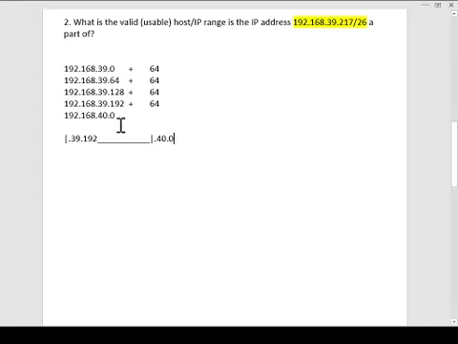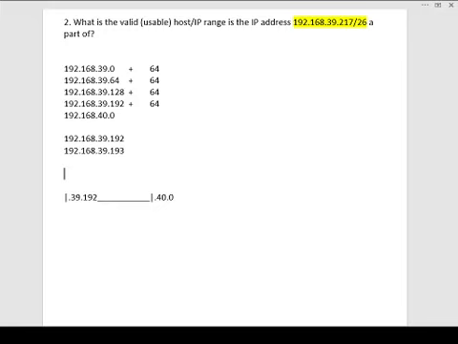So what we're looking for is the usable range, okay? So we already know the network ID. This one's going to be fairly simple, cut and dry. It's not going to be that hard to figure out. It's 192. And obviously the first usable always has to be one higher than the network ID. So we go with the .39, .193. That is your first usable.